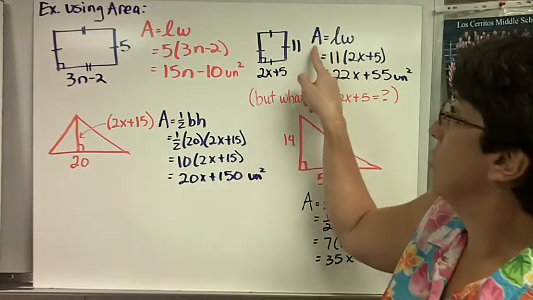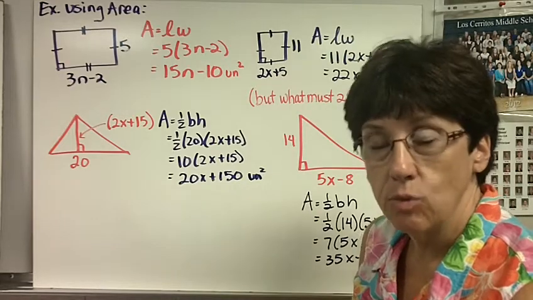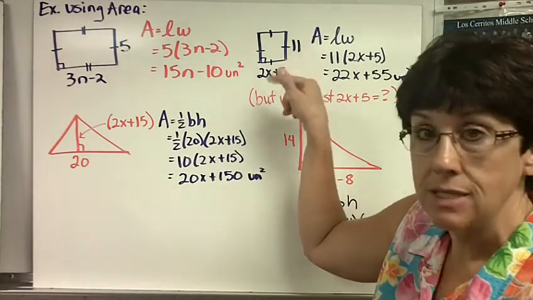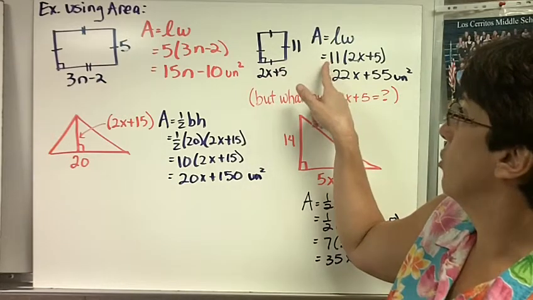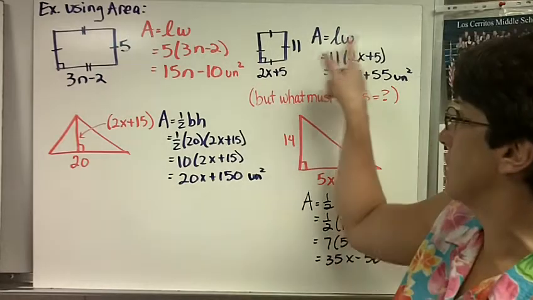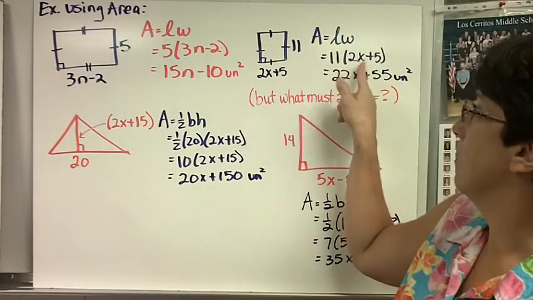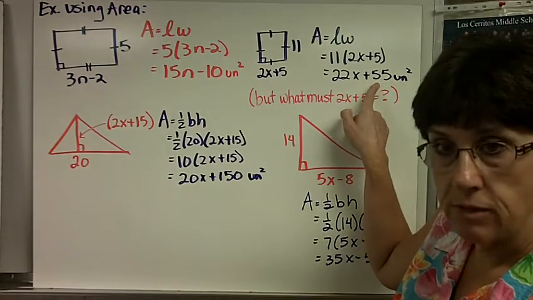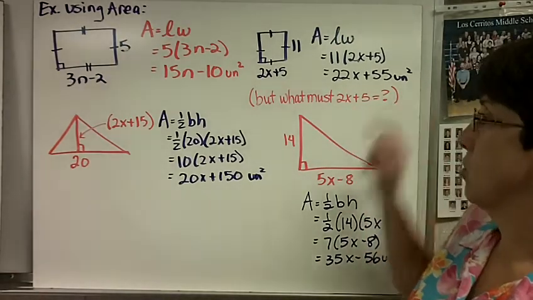But anyhow, I'm going to write the formula, area equals length times width. I'm not going to write side squared because I didn't give you the sides the same. And I'm going to write 11 times the quantity 2x plus 5, because I like to multiply going from left to right. 11 times 2x, 22x. 11 times positive 5, positive 55 units squared.